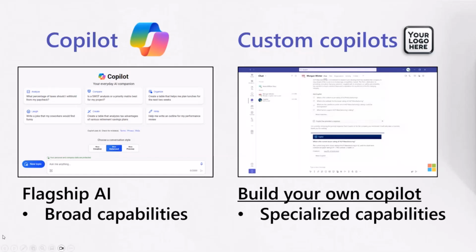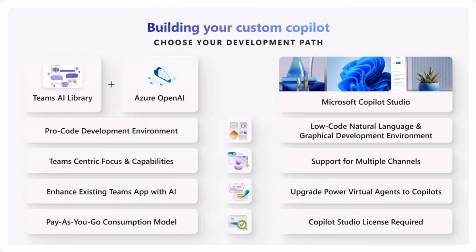And so how can you go ahead and build your custom Copilot right now? There's two main options. You have Microsoft Copilot Studio on the right-hand side of the slide, which is a low-code and graphical development environment for building custom copilots. And you might remember Power Virtual Agents. This will help upgrade those to custom copilots.